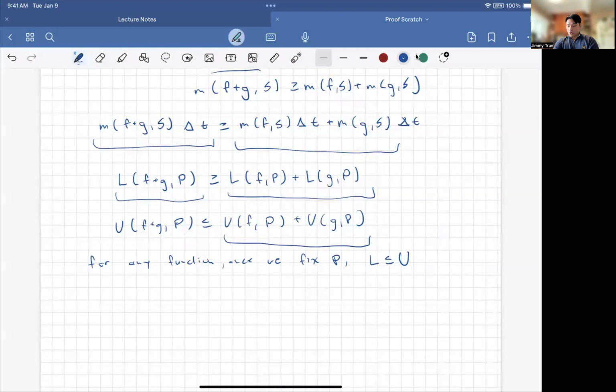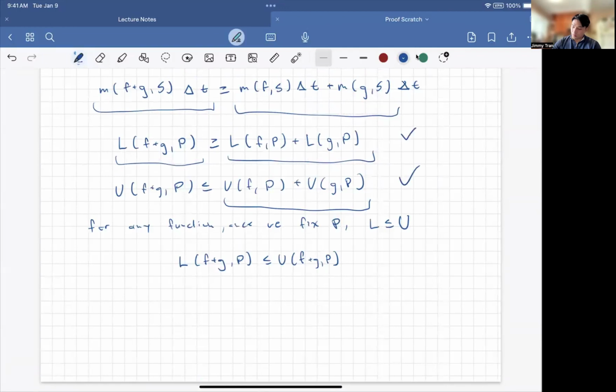So then, leveraging this knowledge, we can immediately say that the lower Darboux sum of f plus g over P is less than or equal to the upper Darboux sum of f plus g over P. And given the two inequalities that we have here as well, we can say that this quantity in the middle is greater than or equal to the sum of the lower Darboux sum of f over P plus the lower Darboux sum of g over P. And then likewise, the middle quantity is less than or equal to the upper Darboux sum of f over P plus the upper Darboux sum of g over P. And we can say that this is true for all partitions here.